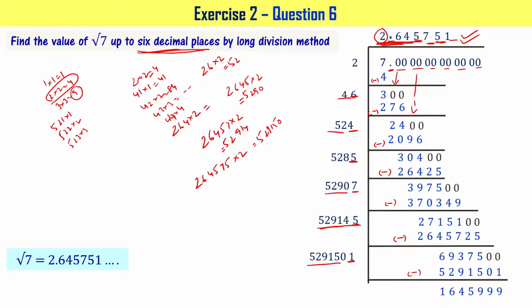We know that square root of 7 is an irrational number, right? So the decimal expansion is not going to terminate, and it is not going to be recurrent decimal expansion also. It is a non-terminating, non-recurring decimal, right?